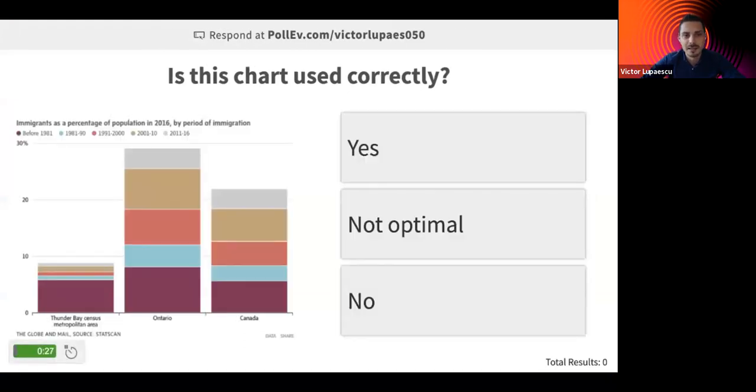We have a bar chart here on the left. You see some labels there, what it's trying to say. My question is if it's used correctly or not optimal.